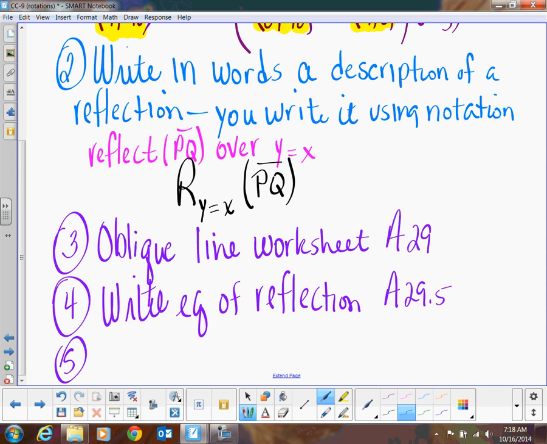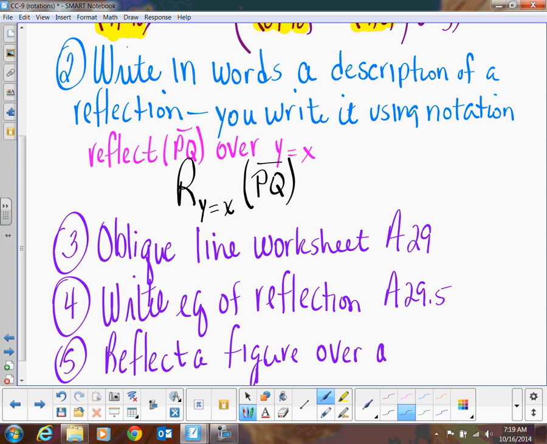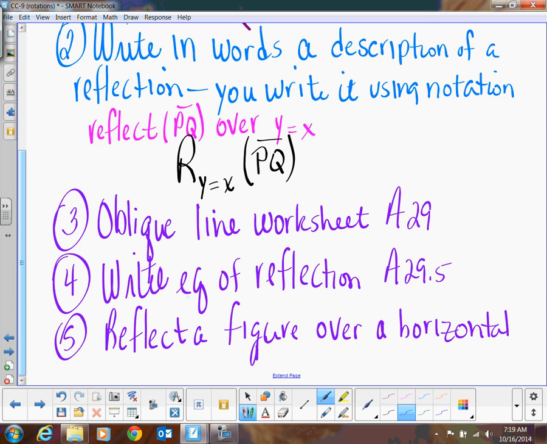And then you're going to have to reflect a figure over a horizontal or vertical line. That was from the book assignment. Horizontal or vertical line. So the last two worksheets, you've got to do one of each. That's also going to be on your test, one of each.